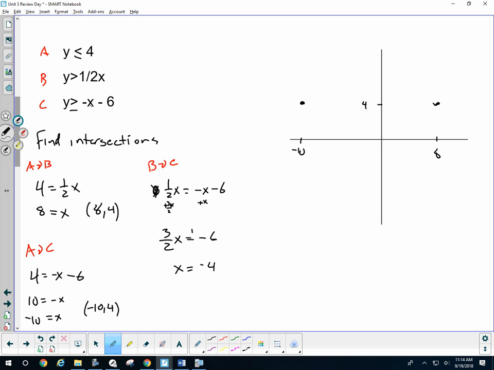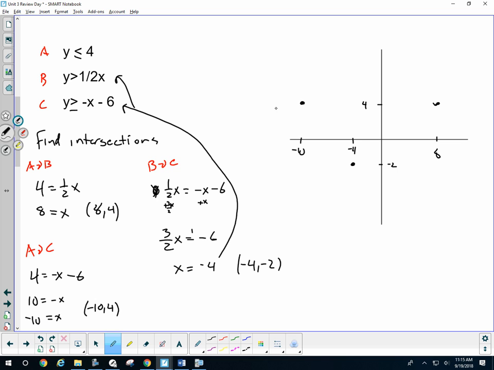Now when x is negative 4, what is the y? The y would be negative 2. In this situation, I have to plug in the negative 4 into either of these to get that y is negative 2. Okay, so at negative 4, we'll call it here, and negative 2, maybe here.